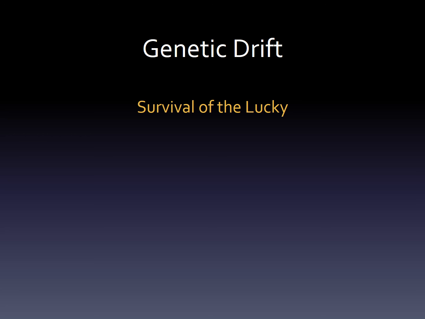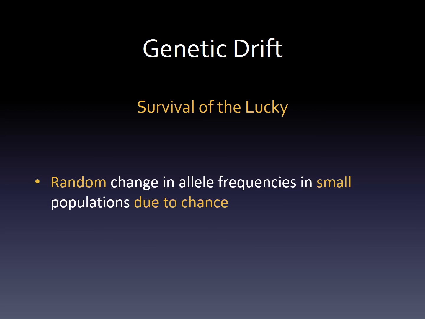Genetic drift, you can think about it as the survival of the lucky. Random changes can occur in the gene pool, so the frequency of these alleles of DNA can change due to chance, and this is more likely to happen in small populations. An example would be a natural disaster strikes and it happens to flood part of an island, and all the individuals, just by bad luck on that half of the island, were wiped out.